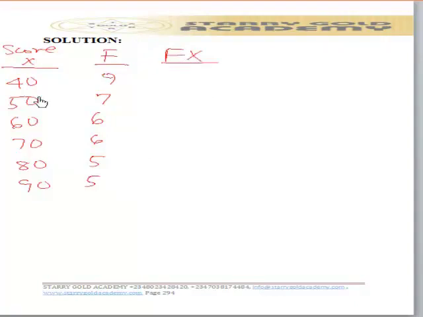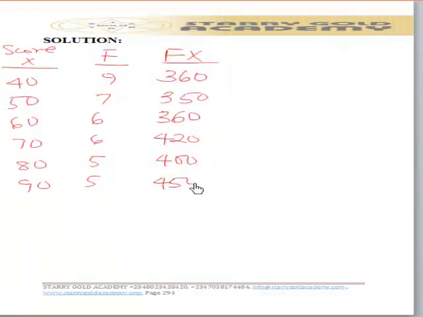So we have 40 times 9, which gives us 360. We have 50 times 7, that's 350. We have 60 times 6, 360. 70 times 6, that's 420. We have 80 times 5, that's 400. Then we have 90 times 5, which is 450.